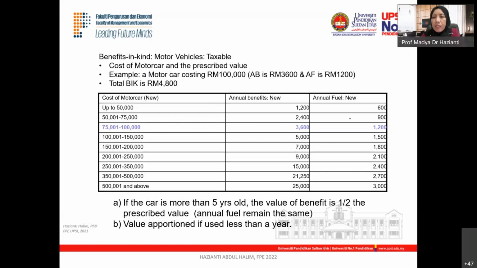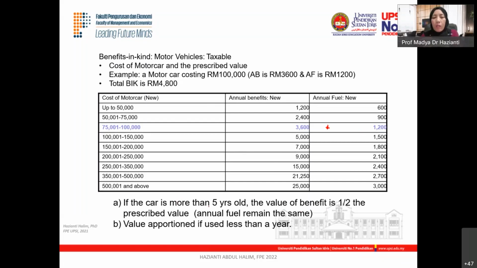Annual fuel is 1,200. So the total BIK, benefit in kind, is 4,800: 3,600 plus 1,200. This is if he gets a new car. If, let's say, the car is more than 5 years old, the value of the benefit is half of the prescribed value. The fuel is the same. We don't halve the fuel. An old car uses the same fuel as a new car, right? The price of fuel doesn't change.